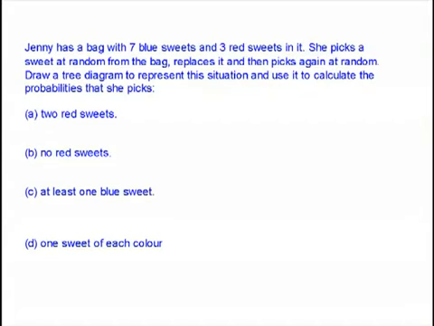Hi, you may remember this from a previous video on tree diagrams and probability. It's a question about sweets in a bag. Jenny has 7 blue sweets and 3 red sweets in it. She picks a sweet at random from the bag, replaces it, and picks again at random. And you were asked to draw a tree diagram representing this situation and to use it to calculate the answers to these 4 questions. What are the probabilities that she picks in these 4 different ways?